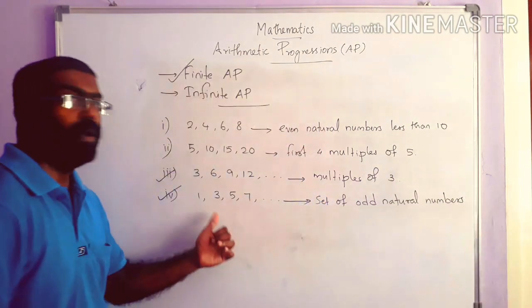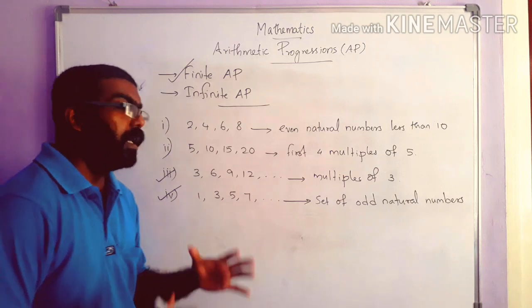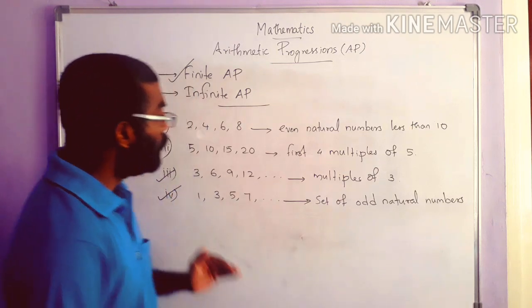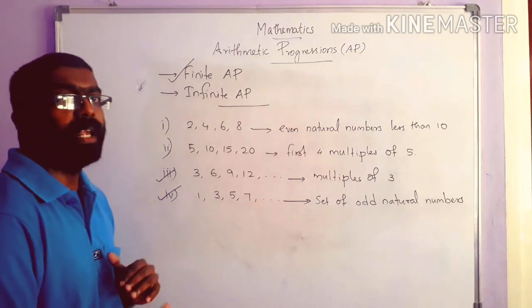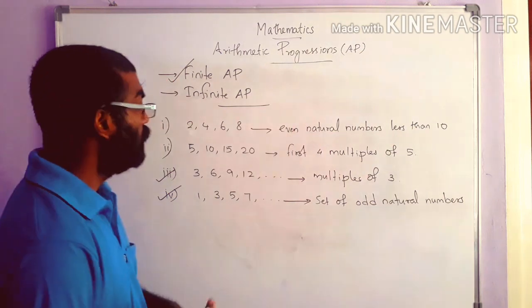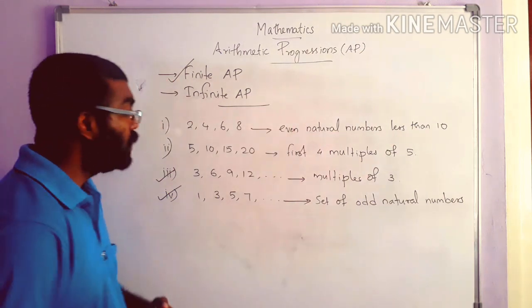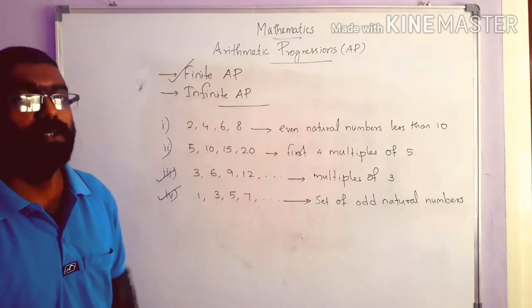The set of odd natural numbers. If you observe these two examples, you can easily identify that the number of terms in the sequence is infinite. 3, 6, 9, 12 and so on. It goes on. The sequence doesn't have an end. So these types of sequences are called infinite sequences.